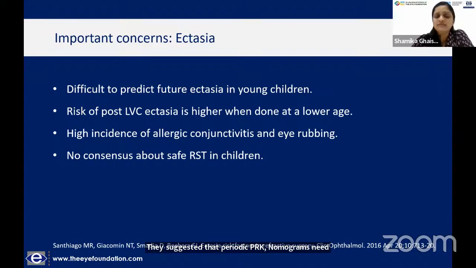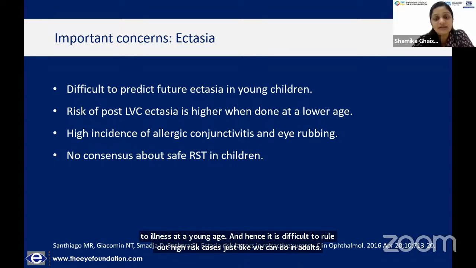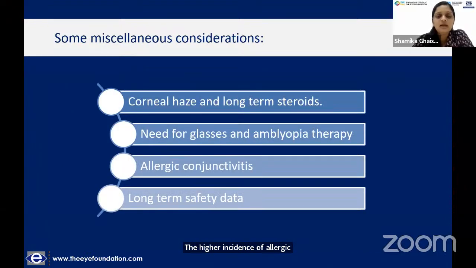Just like regression, we also need long-term studies to assess the risk of ectasia after pediatric surgery, and nomograms need to be adjusted accordingly. Most children do not show the subclinical signs of keratoconus at a young age, and hence it is difficult to rule out high-risk cases just like we can do in adults. The higher incidence of allergic conjunctivitis and eye rubbing further adds to this risk. Apart from this, corneal haze is found to be slightly more in children post-operatively, and they may need long-term steroids which come with their own sets of complications.